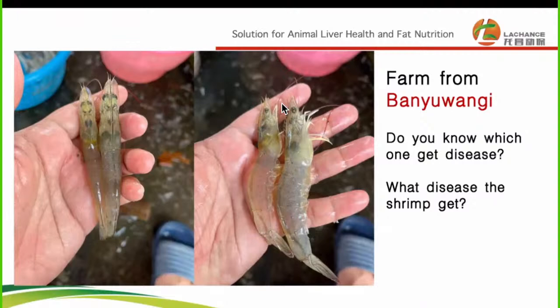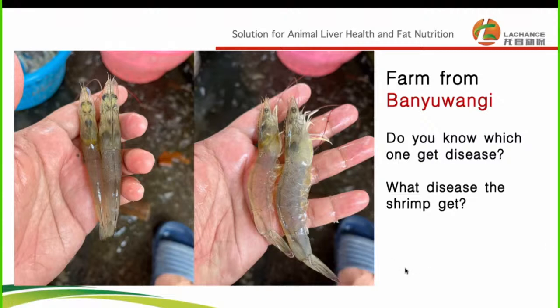The pictures I shared are shrimps from a farm in Banyuwangi, East Java. Do you know which one of these two shrimps got a disease? Maybe you can guess and share your answer in the chat box. Which shrimp got the disease?